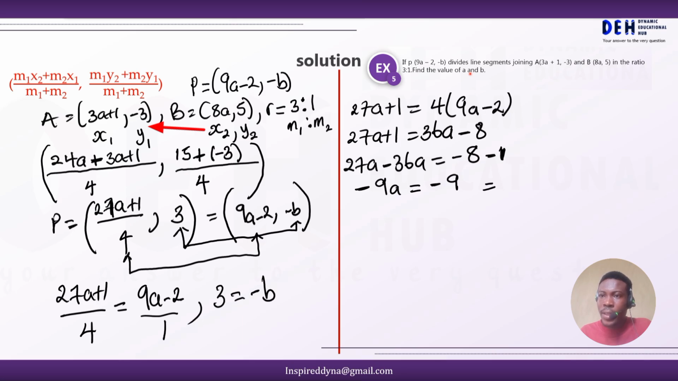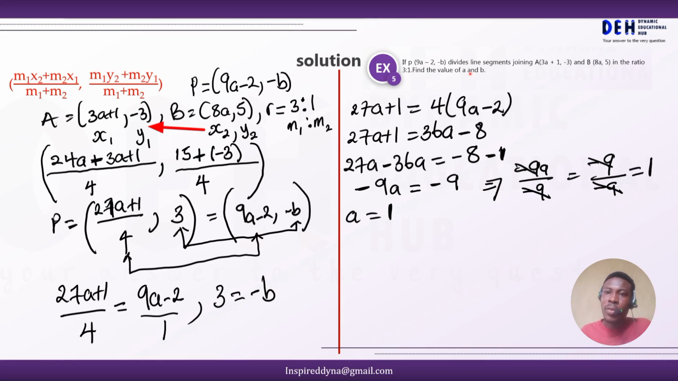Which implies that you divide both sides by what? Minus 9. Minus 9a over minus 9 should give us minus 9 over minus 9. This one cancels this one, we are left with a. Minus 9 divided by minus 9, we are left with 1. Minus divided by minus, that is plus. So a here is equal to 1.